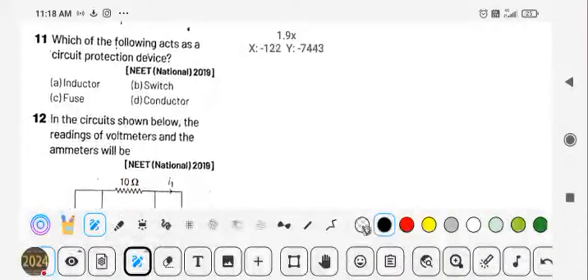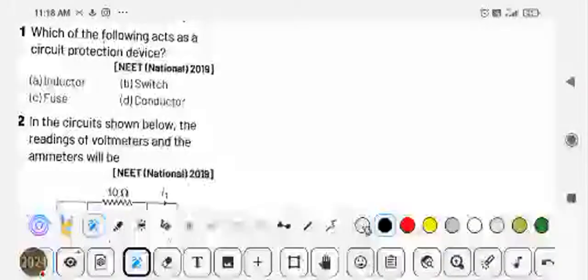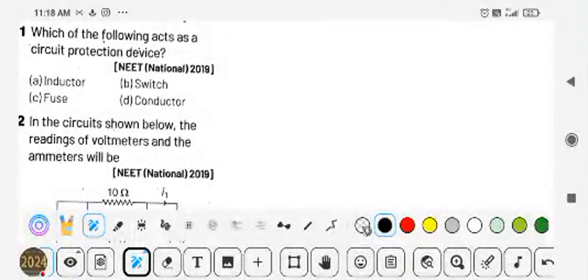Moving on to the next question. Which of the following acts as a circuit protection device? If a circuit is there, how will you protect it in a practical case? Option A inductor, option B switch, option C fuse, option D conductor.